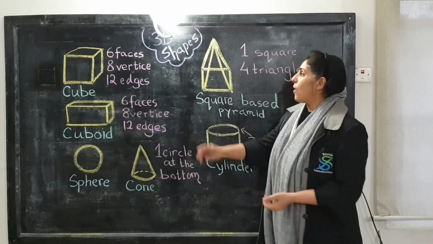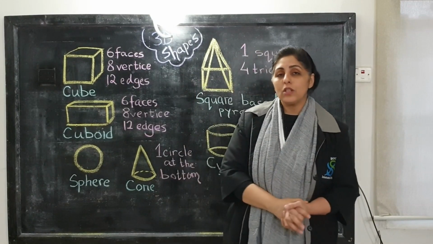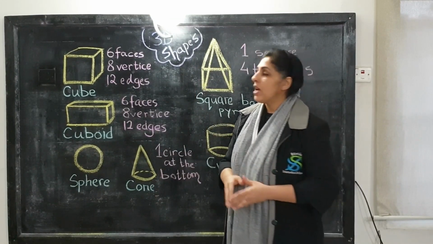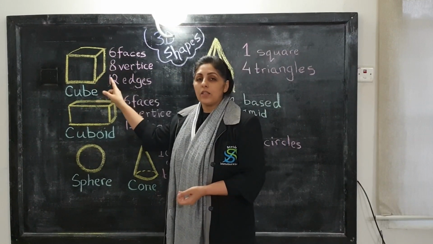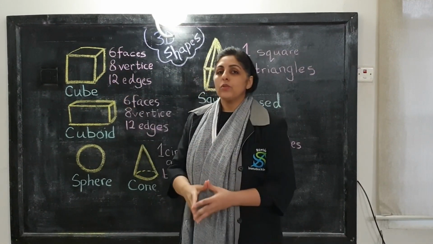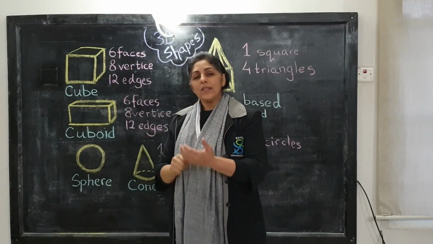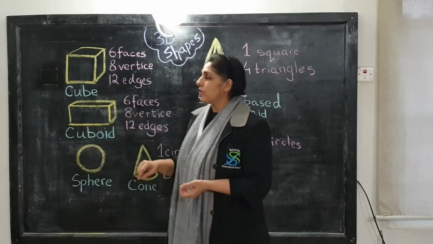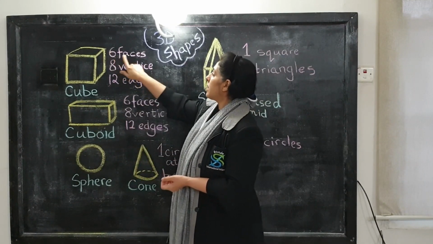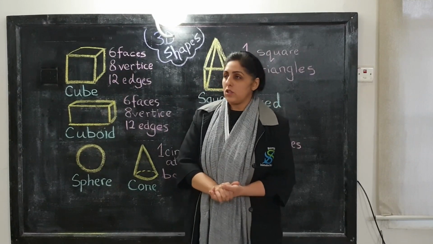Today's lesson is on 3D shapes and we want to learn different names of 3D shapes and their features. So take a look at this shape. Let's start from here. This is a cube. Had this been a 2D shape, this would have been a square. A square, when it is a 3D shape, we call it a cube. The features of a cube are it has 6 faces, 8 vertices and 12 edges.